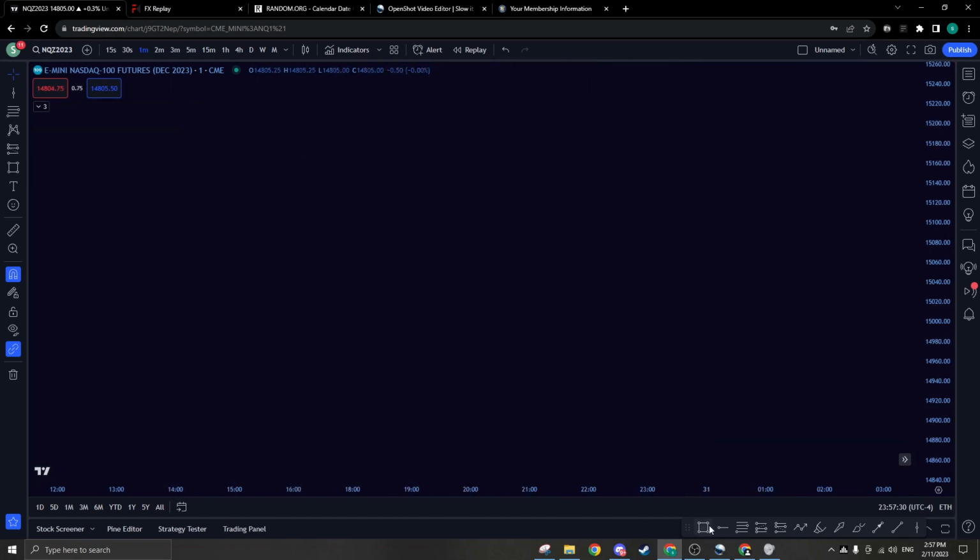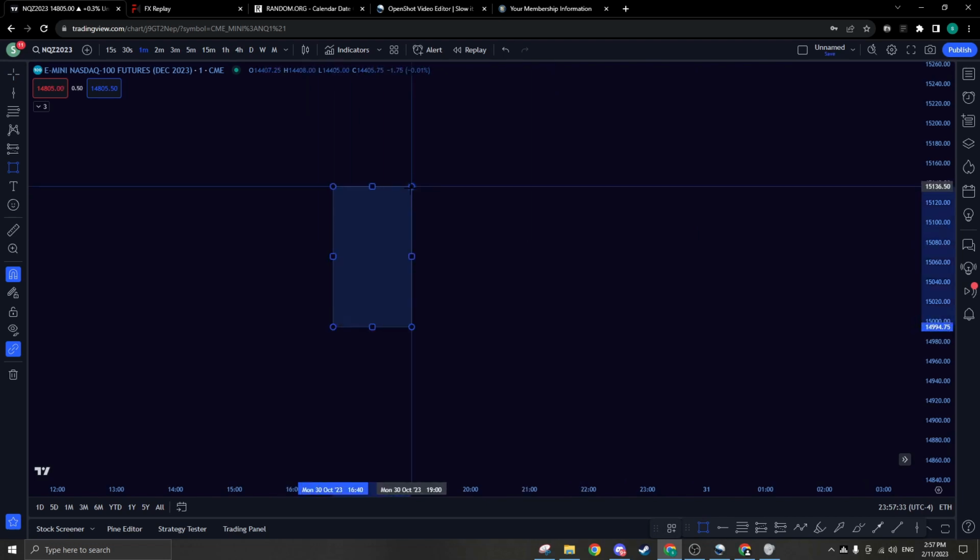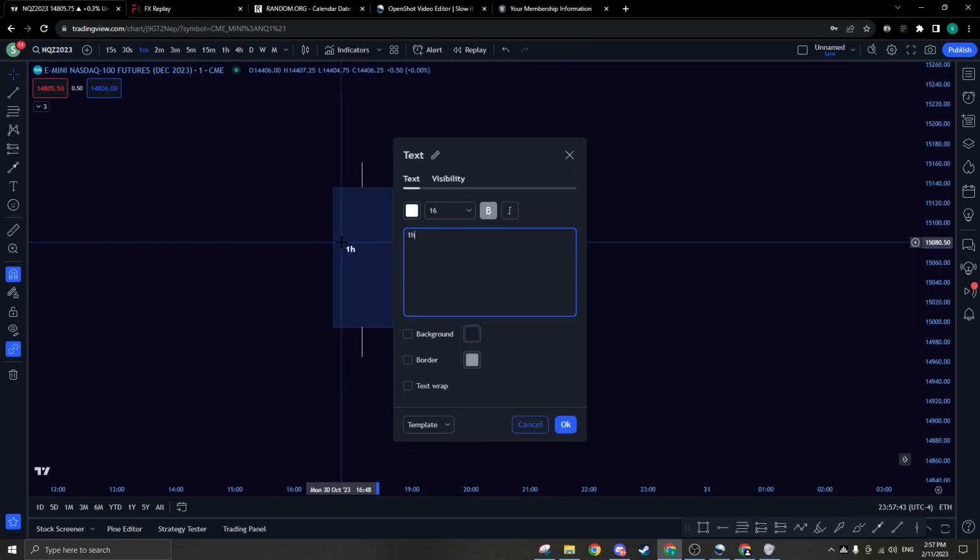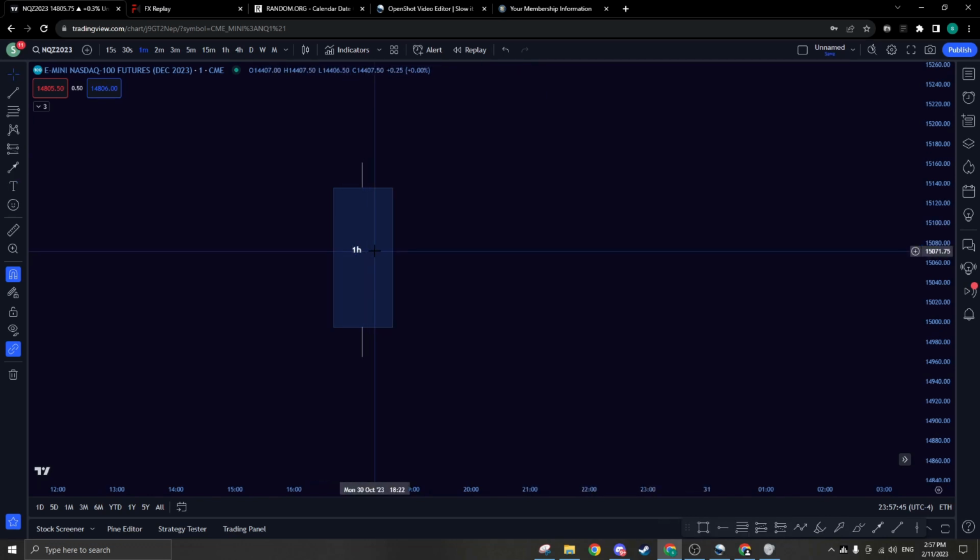Let me just show you. It's not that complicated. I'm just going to build a candle for you guys here. Let's say this is our 1 hour candle, a bullish candle. Let's make it green.